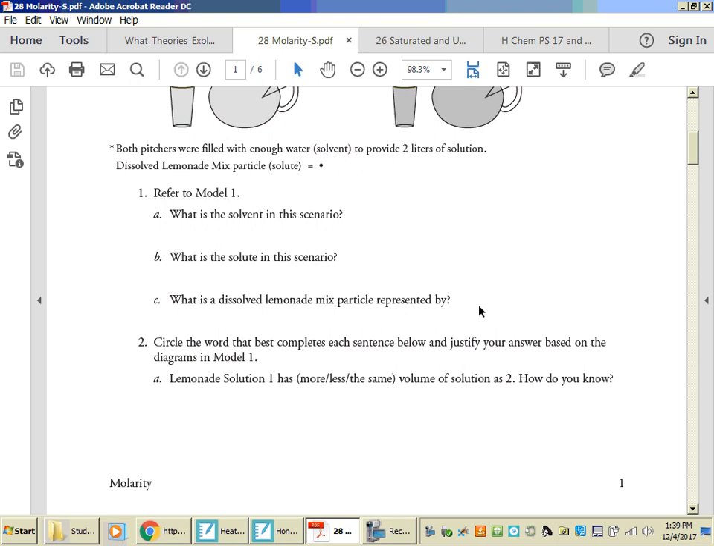What is dissolved lemonade mix represent? Black thing, black dot. Are you gonna go over this? Sorry, no, I gotta water. I'm gonna go over it.